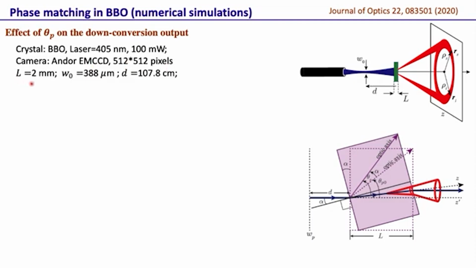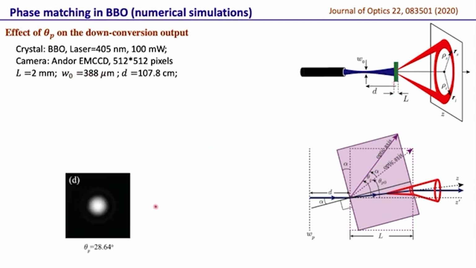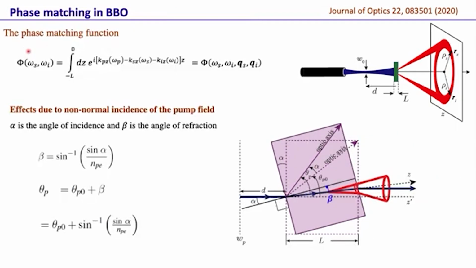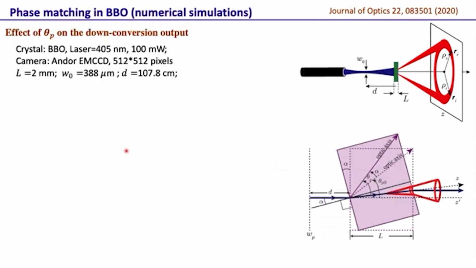The length of the crystal we are using is 2 millimeters, and the pump has a beam waist of 388 microns. This is not a very important parameter here, but it is the pump beam waist location from the crystal. When theta p is 28.64 degrees, this is the numerical simulation based on this equation. We are just evaluating this equation with all these big expressions.